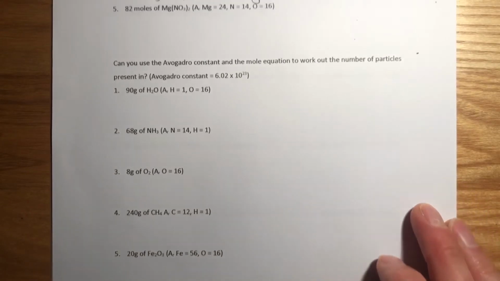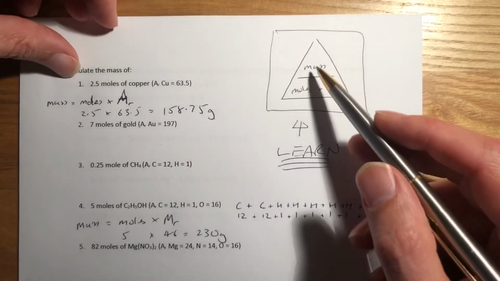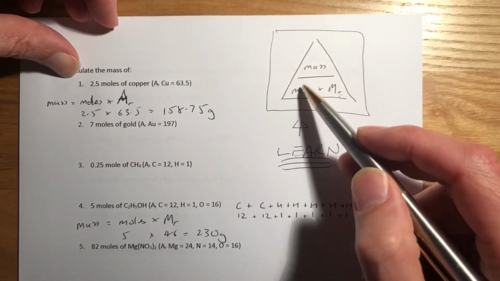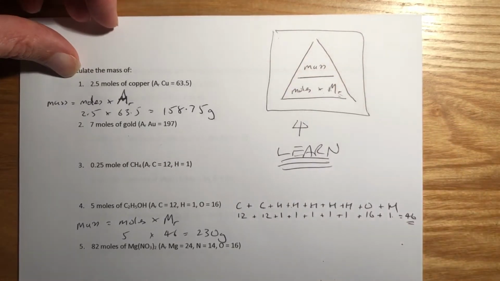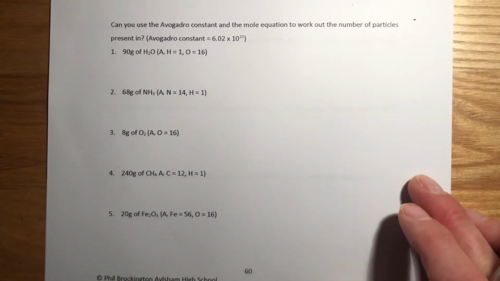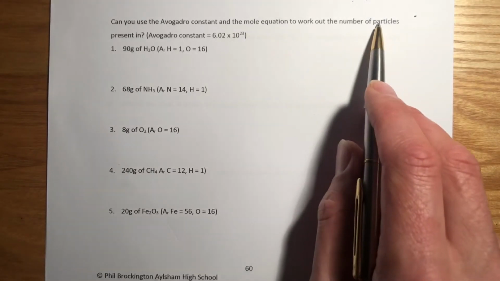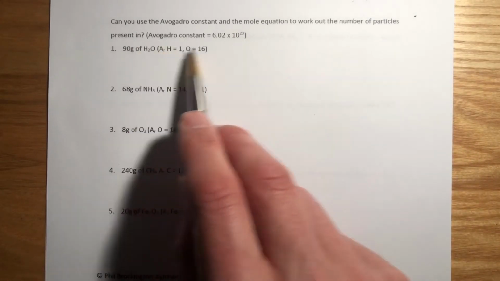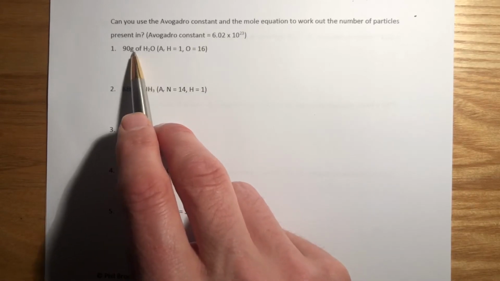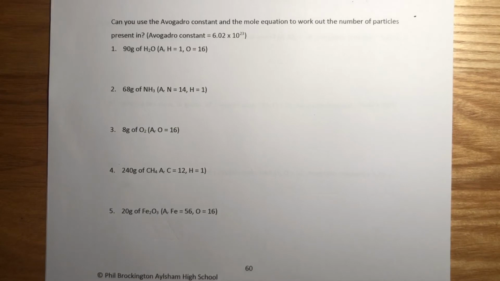Now the moles equation is right at the top of this page where we looked at it in that moles equation video. We've got our moles formula here: moles equals mass divided by formula mass, and we have to learn that. That's absolutely vital. So can we use the Avogadro constant and moles equation to work out the number of particles present in 90 grams of water? So this would be the number of molecules present in 90 grams of water.